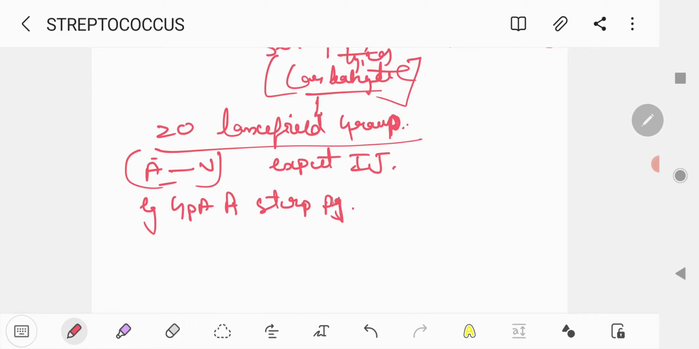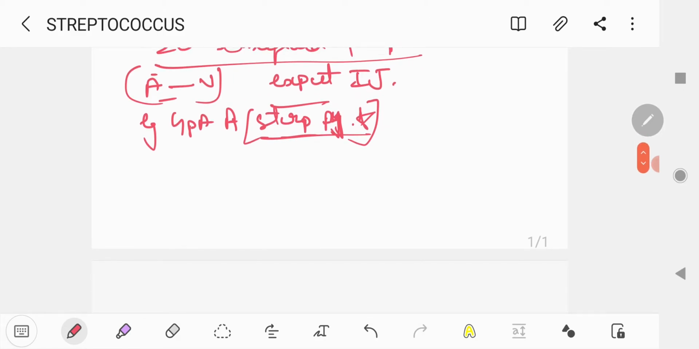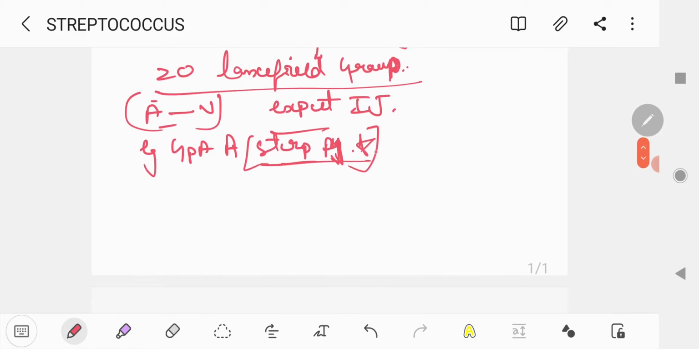And you will come to know in pathology that it is the most important organism for rheumatic heart valve disease, rheumatic fever. It is the beta hemolytic streptococci pyogenes, which causes pharyngitis in children with heart valve diseases. Okay. So it is the important one.